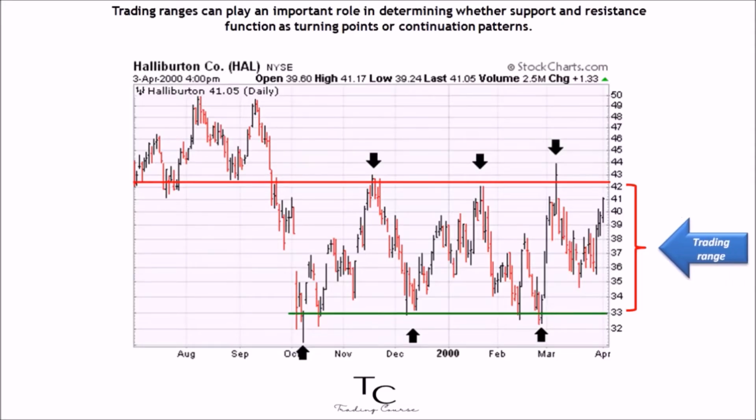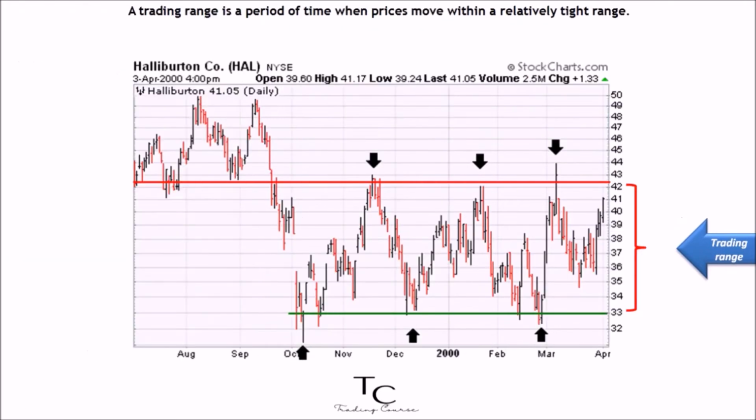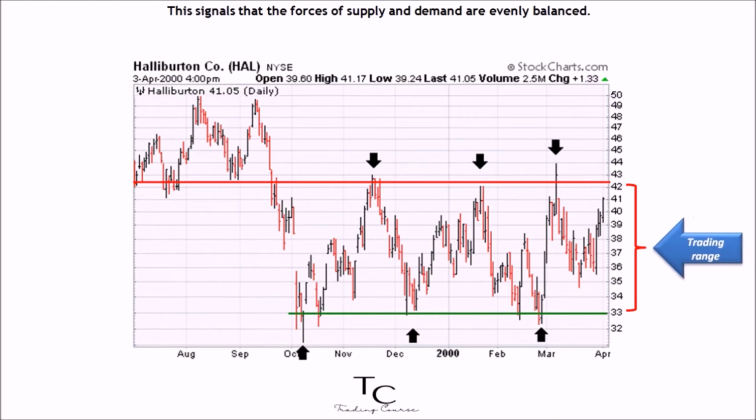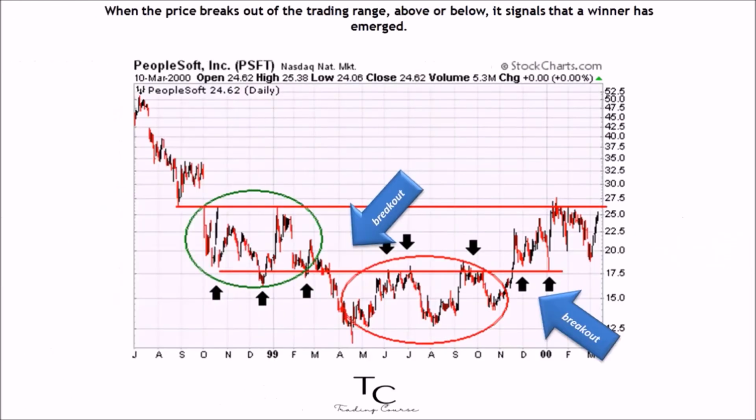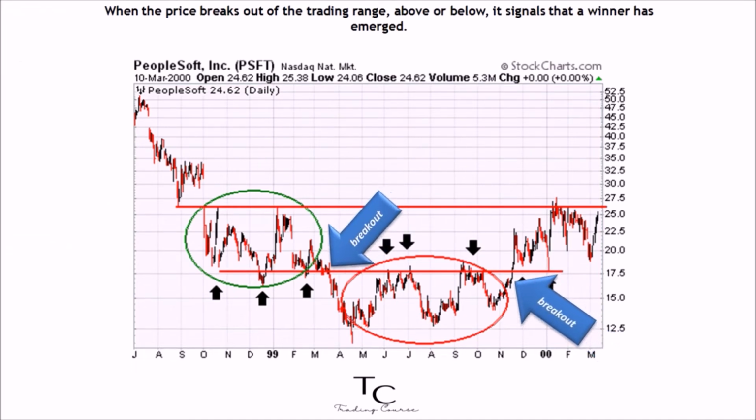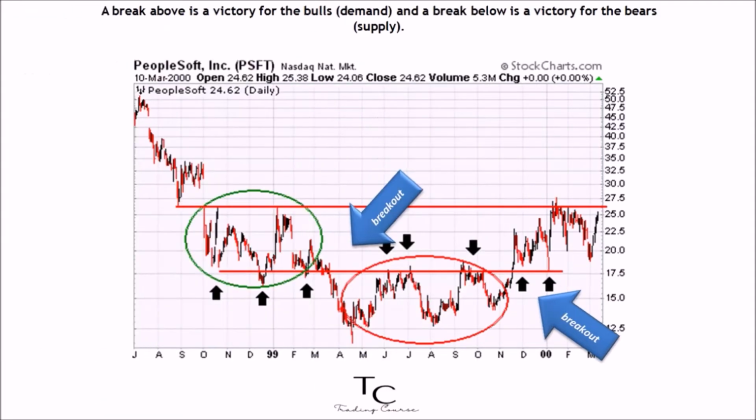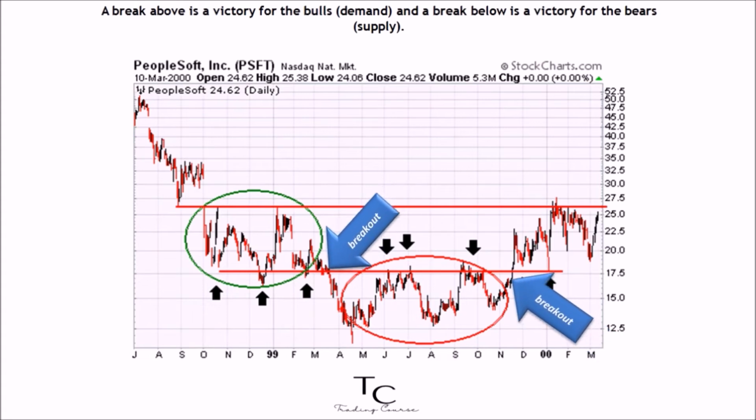Trading ranges can play an important role in determining whether support and resistance function as turning points or continuation patterns. A trading range is a period of time when prices move within a relatively tight range. This signals that the forces of supply and demand are evenly balanced. When the price breaks out of the trading range, above or below, it signals that a winner has emerged. A break above is a victory for the bulls, demand, and a break below is a victory for the bears, supply.